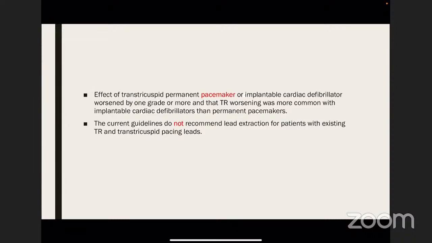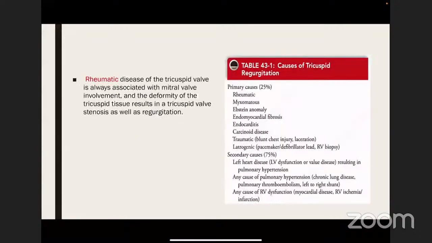The current guidelines do not recommend lead extraction for patients with existing TR and a tricuspid pacing lead. Rheumatic disease of the tricuspid valve is always associated with mitral valve involvement, and deformity of the tricuspid tissue results in tricuspid valve stenosis as well as regurgitation. This is a table of causes of tricuspid regurgitation. You can see primary causes 25%, like rheumatic, myxomatous, Ebstein, and secondary 75%, like left heart disease, pulmonary hypertension, or any cause of RV dysfunction.